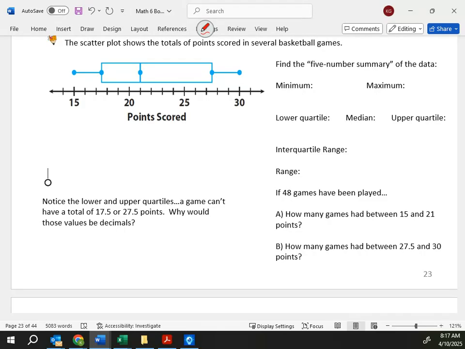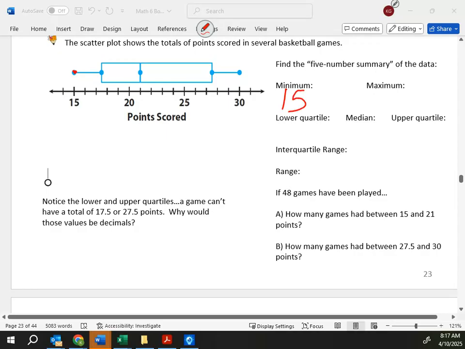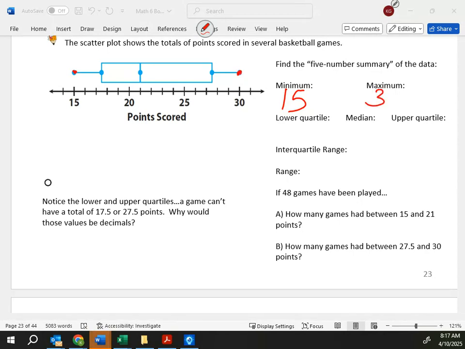Maddie? 15. That's the minimum, is the smallest number. That smallest point. So what would be our maximum number? Sophie? 30. Maximum is the biggest number. So all of our scores are going to be between 15 and 30.